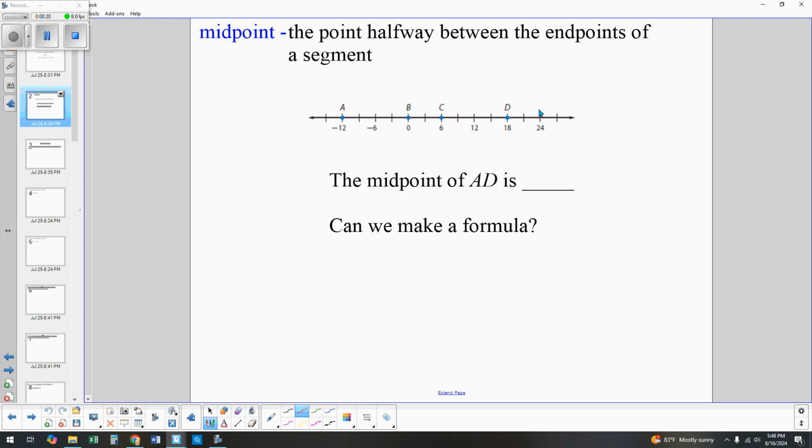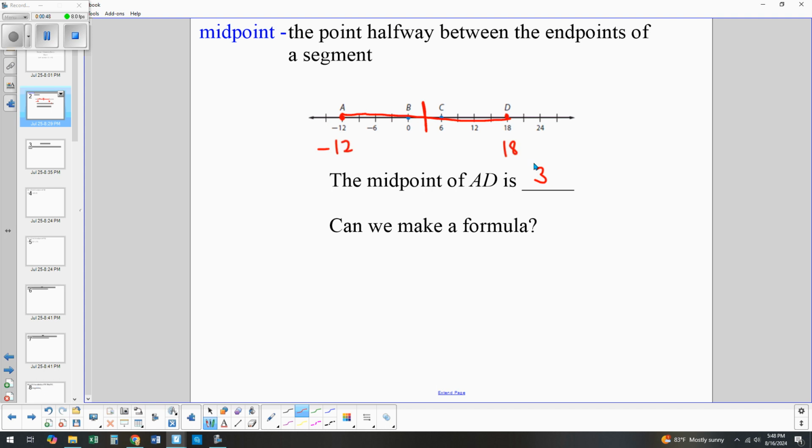They want to know on this number line, if I were to consider segment AD, what value would be the exact middle between -12 and 18? So the exact middle, if I counted the number of spaces, we have 1, 2, 3, 4, 5, 6, 7, 8, 9, 10. So 5 spaces apart would be the middle. So if we count 1, 2, 3, 4, 5, that puts us solidly right here at 3.